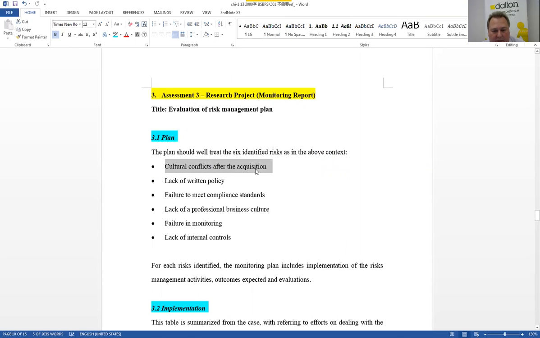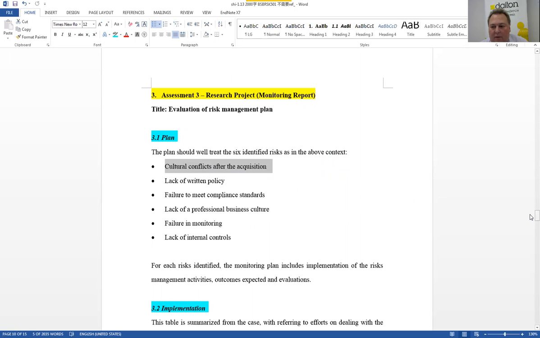Cultural conflicts after the acquisition, I already explained that. Employees from one place having disputes and whatnot when they merge with another workplace. Lack of written policy, failure to meet compliance standard, lack of professional business culture, failure in monitoring or overseeing all this, and others, lack of internal controls.